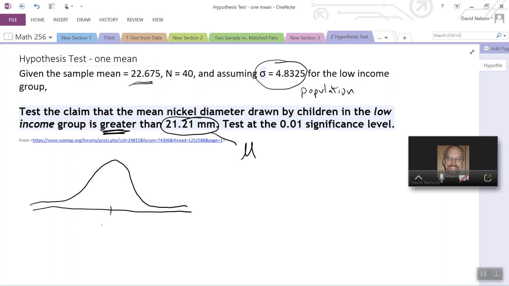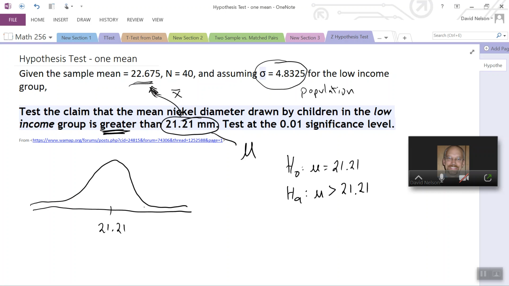Okay, so the idea is we want to look at: do we just have sampling variation here? What's the probability that we're looking at sampling variation, that the difference between the sample mean and the population mean is just random chance? If we work off the assumption, our null hypothesis would be that the mean drawn by the lower income kids is the same as the mean drawn by everyone else, and we're testing it against the hypothesis that the mean is actually larger than 21.21, that the mean of this lower income group of children is greater than the diameter drawn by everyone else. That it's a significant difference, that it's more than just random chance.